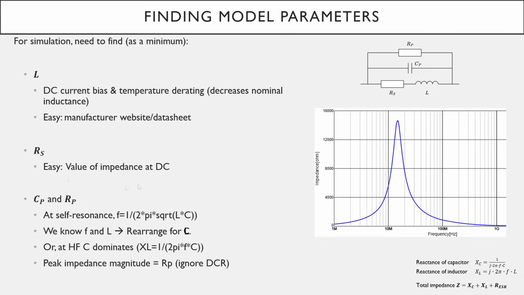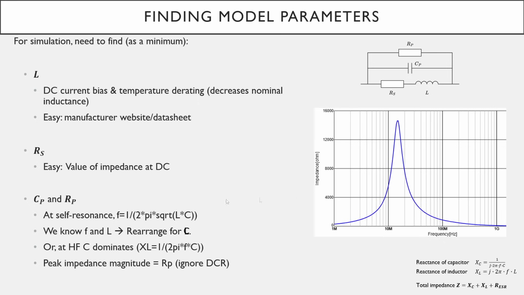The series resistance, our DC resistance, is easy as well. That's pretty much equivalent to the impedance at DC. So at low frequencies, let's say 1 Hz, 10 Hz, reading off the value of impedance at those low frequencies gives us essentially the DC resistance RS. The parallel capacitance and parallel resistances are a tiny bit more involved, but still fairly straightforward. We have our self-resonant peak, and at our self-resonance, we can approximate this to be a parallel resonant circuit. So approximately that frequency is 1 divided by 2 pi, the square root of LC, that's in Hertz.